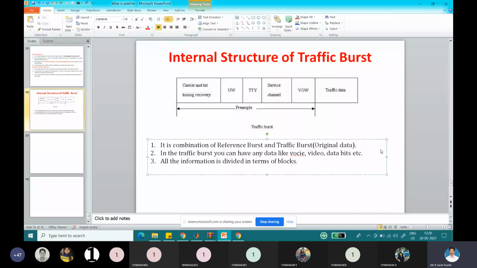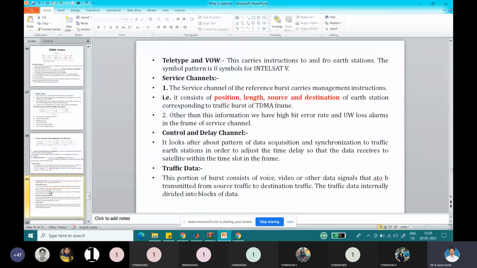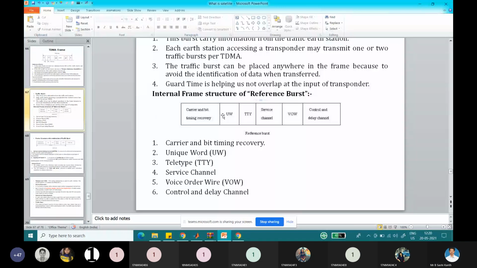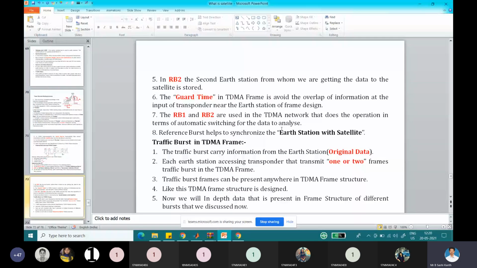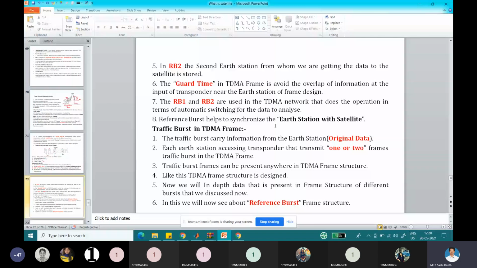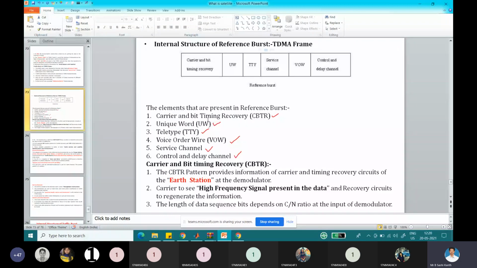So this is about your TDMA frame, what we have discussed now. Once again I'm showing you, we have discussed up to here, and we have seen these names: reference burst, traffic burst. Now we have discussed the traffic burst and the traffic burst frame and what data is present, and how the traffic burst operates. Next, we have seen the internal structure of the reference burst.